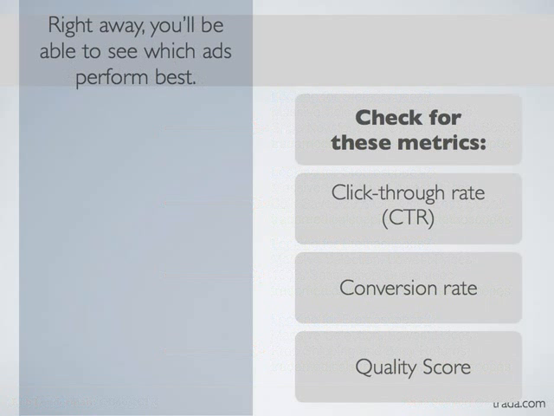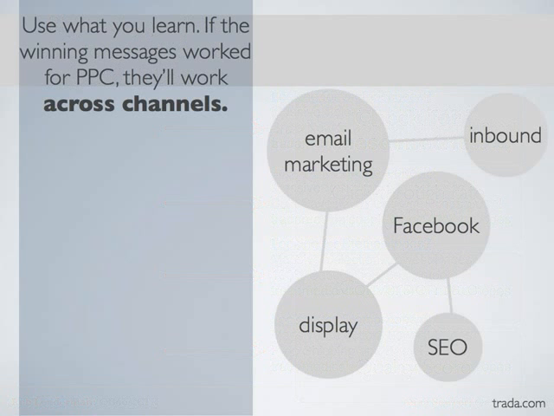And then also, keeping an eye on quality score. That may not be an actual success metric for you in terms of ROI, but having a good quality score is a good attribute of an ad, as it will make your clicks go down and make your entire campaign perform better. Finally, again, you can use these messages in all of your other marketing channels. And you should always keep testing.